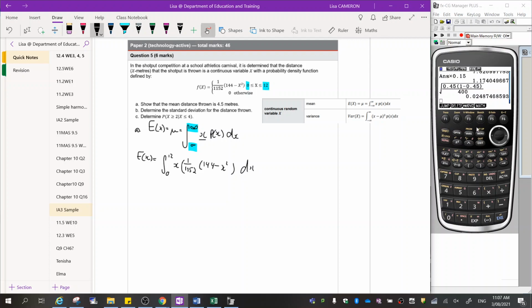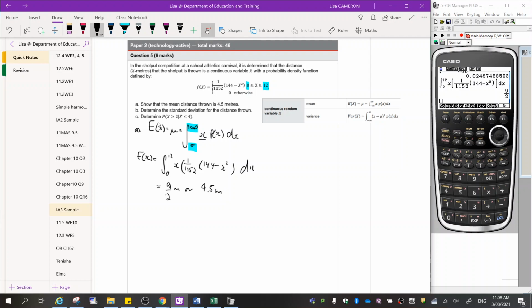And then I'm just going to throw this straight in the calculator. So options, calc, the integral of X bracket 1 over 1152 bracket 144 minus X to the power of 2 bracket between 0 all the way up to 12. Execute, and we get that answer. So that is the answer of 9 over 2 meters, or we could say that's 4.5 meters. Because it's tech active, we can't give you marks anywhere else.